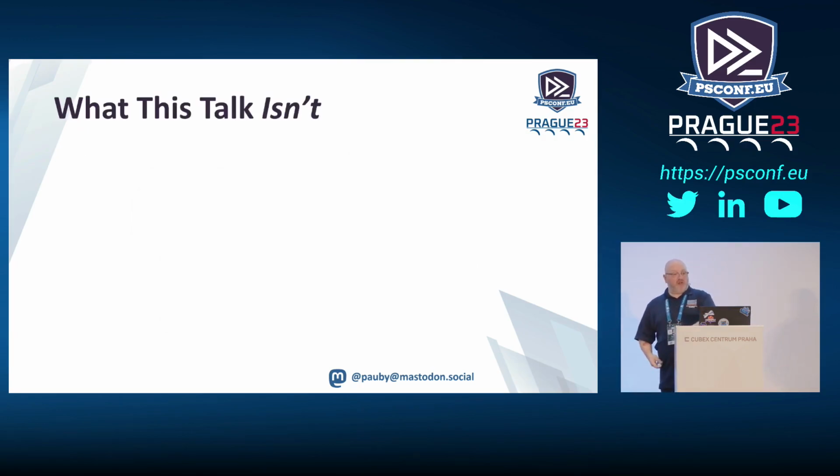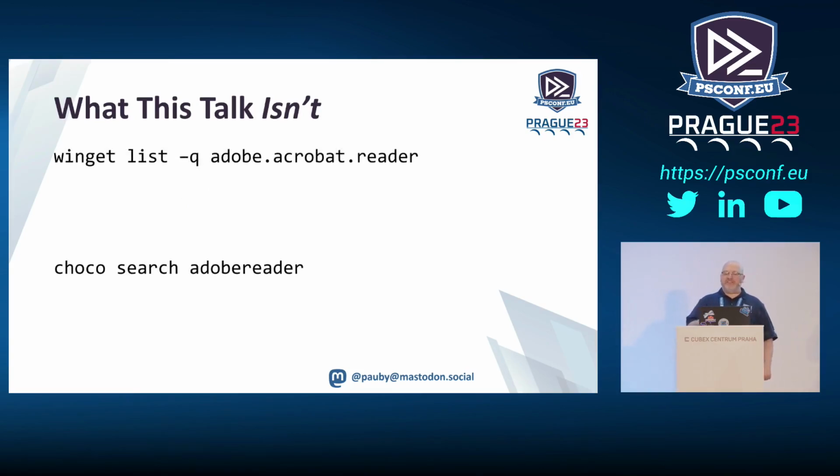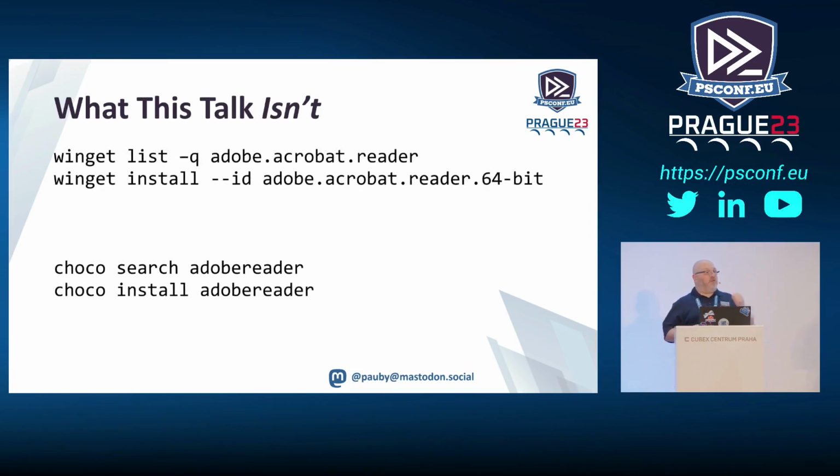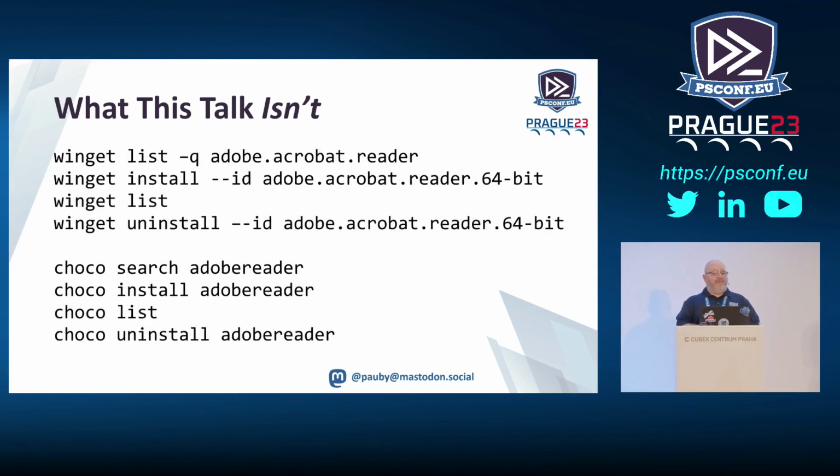So just to look at what this talk is and what it isn't, probably better to start with what it isn't, first of all. The commands you see on the screen there basically find Adobe Reader in the community repositories for both Winget and Chocolatey. It'll then install Adobe Reader, list Adobe Reader, and uninstall Adobe Reader. There's no point us having demos of these kinds of things because both tools do this.